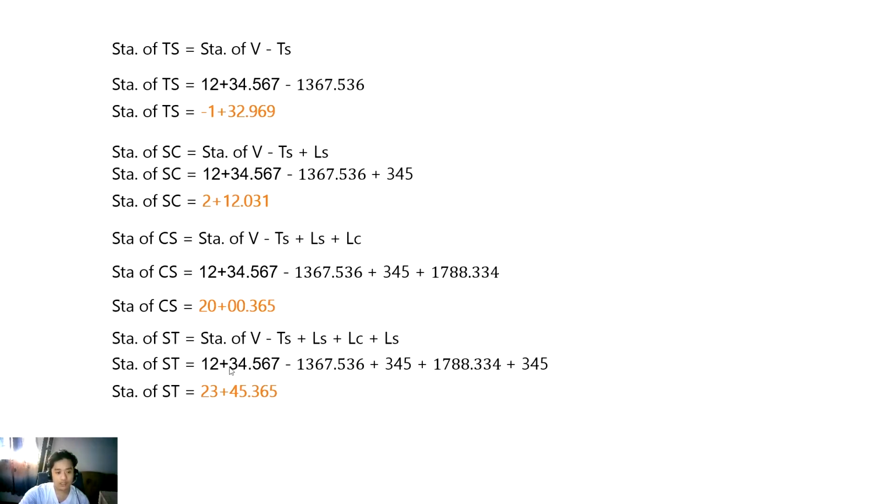Para naman sa station of ST, we're going to use station of B minus TS plus LS plus LC plus LS. So, pwede rin gamitin natin na station of CS plus LS kung gusto nyo mas madali. Then, 20 plus 00.365, i-add lang natin siya sa 345. So, automatic magiging 23 plus 45.365. And yan yung magiging sagot para sa last problem natin sa spiral curve.